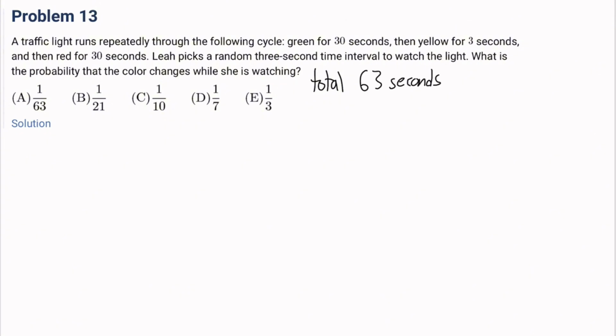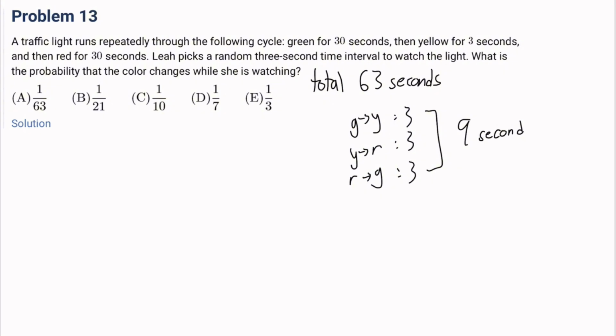The color change can be from green to yellow, yellow to red, or red to green. So we have 3 of these. And since each of those times are at least 3 seconds, and she picks a random 3-second time interval, that means each has 3 seconds, right? And so these together, this is 9 seconds. So that means Leia has 9 seconds to watch the traffic light change in a total of 63 seconds. So that's 9 over 63, which is equal to 1 over 7. So this is the answer.